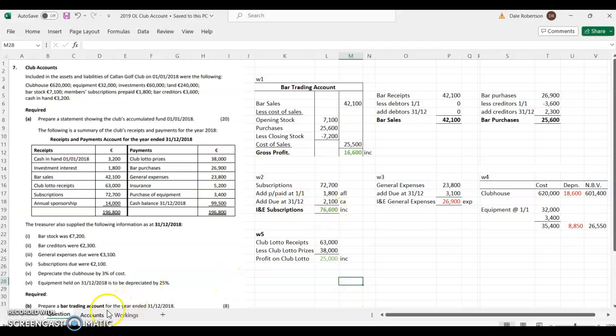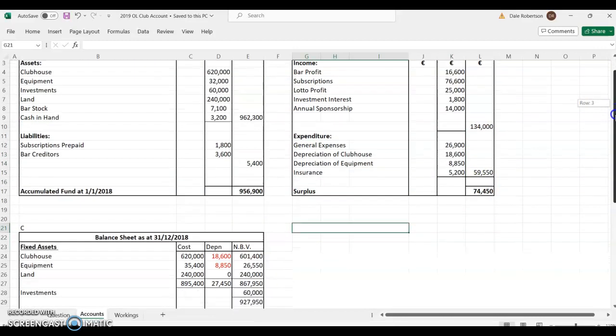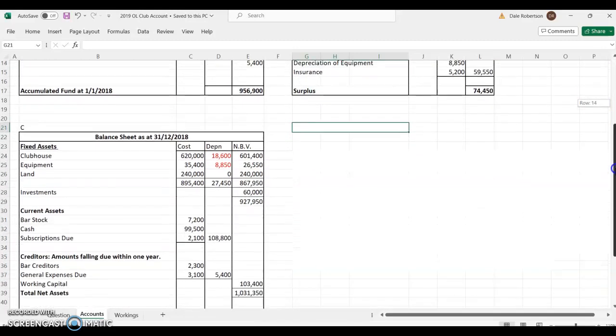So therefore, to go back to the accounts, you'll see that we just have 4. These 3 come in from the workings, and then the 4th one coming from the credit side of the bank account. And then we just subtract the expenses from the incomes, and that will give us 74,450, which is our surplus for the club. We don't call it a profit, we call it a surplus.